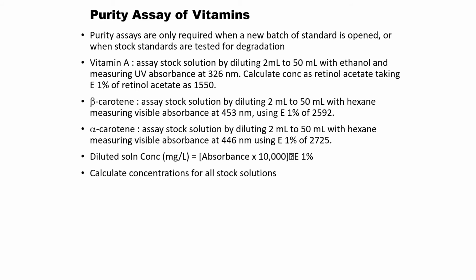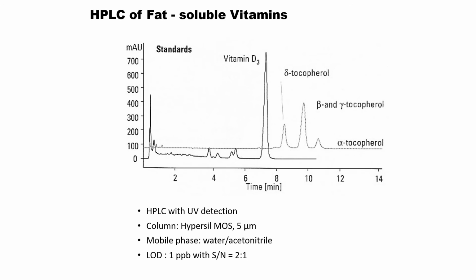Okay, purity assay of vitamins. This purity assay is only required when a new batch of standard is opened, or when stock standards are tested for degradation. These are the chromatograms of the HPLC of fat soluble vitamins. This is vitamin E, tocopherol, alpha, beta tocopherol, and alpha tocopherol. So they do compare the standard with the sample.